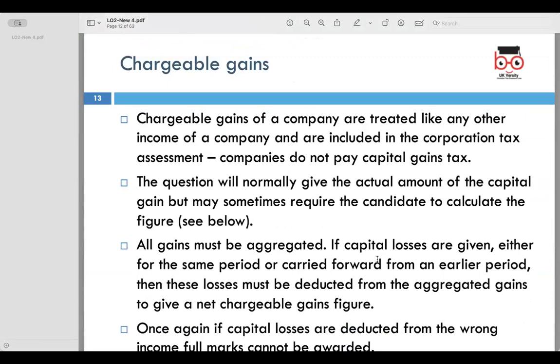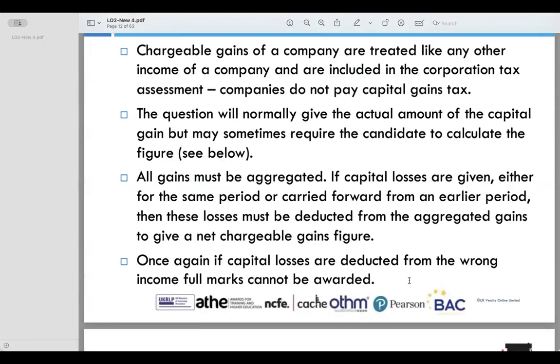Okay, chargeable gains. A company's chargeable gains are counted as any other income and are part of the corporation tax bills. Businesses do not have to pay capital gains tax. Most of the time, the question will give the exact amount of the capital gain, but sometimes the candidate may have to figure it out. So all gains need to be added up. You need to take the total gains and subtract the capital losses to get the net payable gain. So this is done whether the losses are for the same period or from a previous period. Again, you can't get full marks if capital losses are taken out of the wrong income.